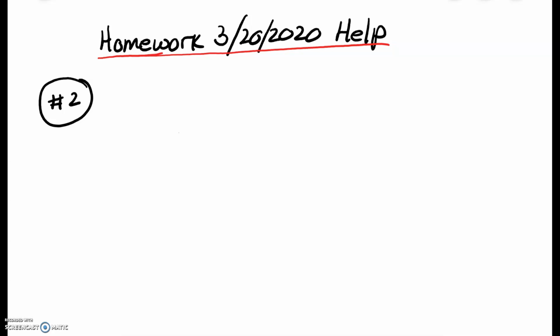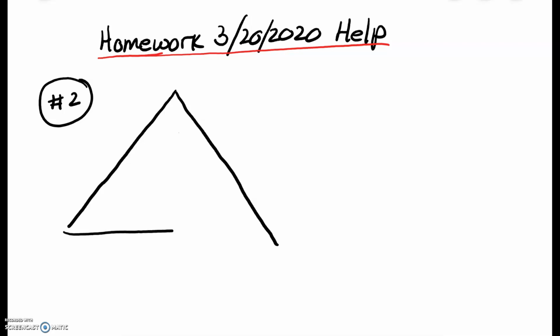In this video, I'm going to go over two problems on the 320 homework, number 2 and number 5. So number 2, I'm going to draw a nice triangle first. And this is going to be an equilateral triangle, and I'm going to draw it nice and big. And I know on the homework it used a radius of 2, but I'm not going to do that exact one. I'm going to draw in a radius of 6 instead.